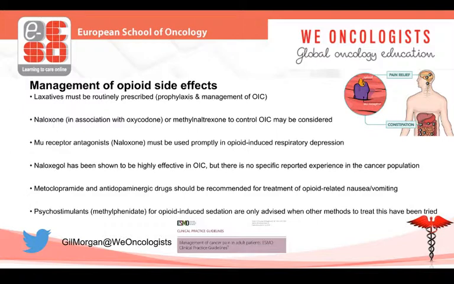Naloxegol, or the trade name Movantik, is a peripherally selective opioid antagonist that can be used for the treatment of opioid-induced constipation. When you give it concomitantly with opioid analgesics, it can reduce constipation-related side effects while maintaining comparable levels of analgesia.